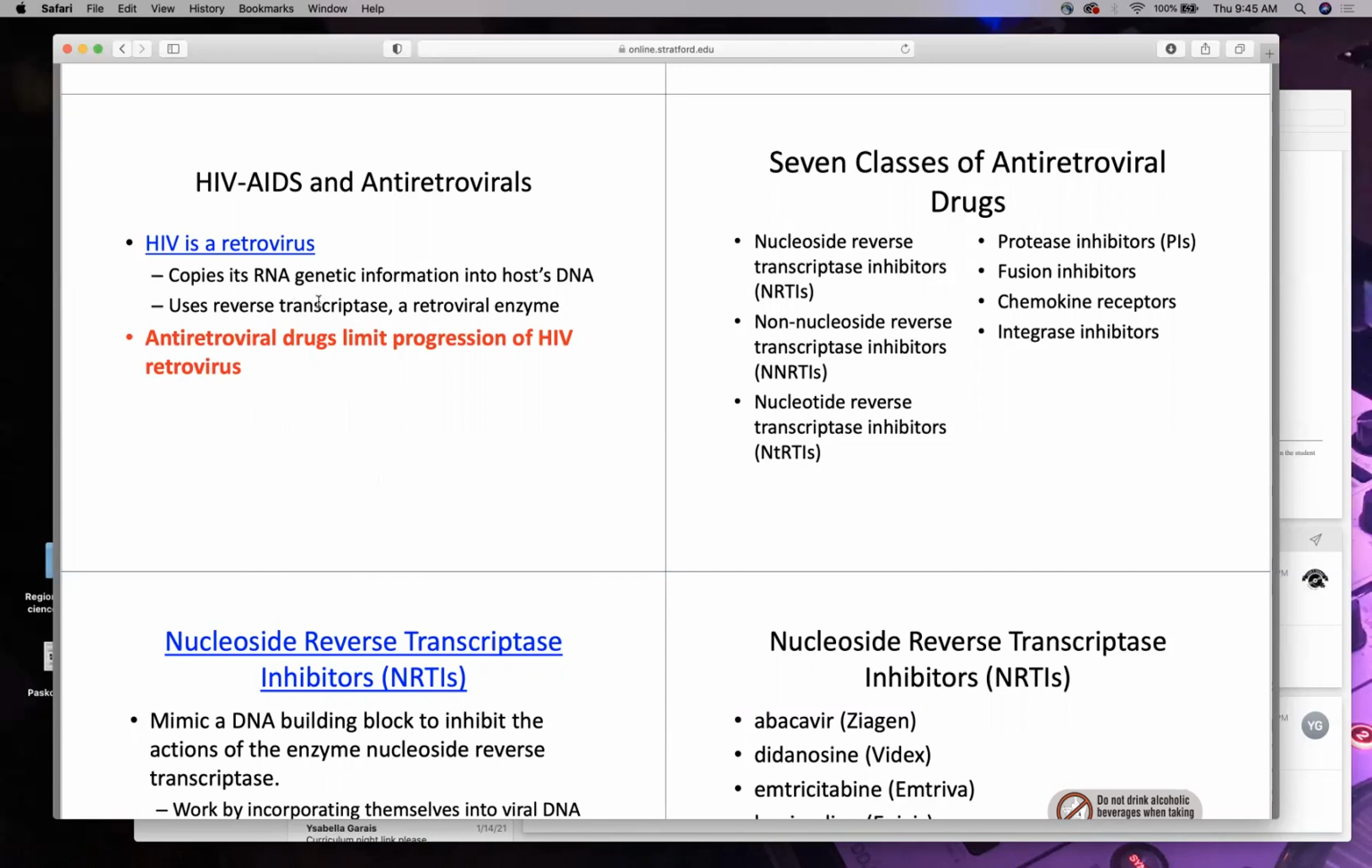using this enzyme called reverse transcriptase, right? Which is a retroviral enzyme. And that's how you get HIV into your DNA.